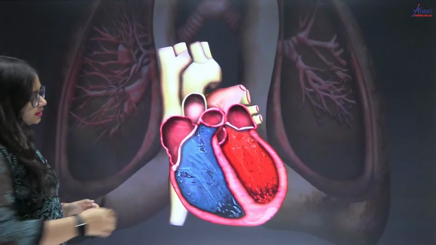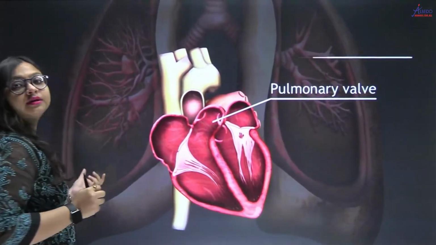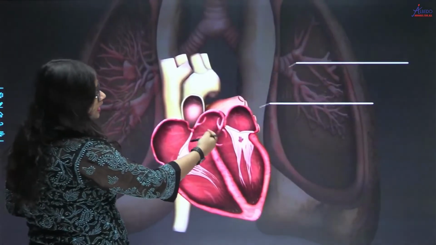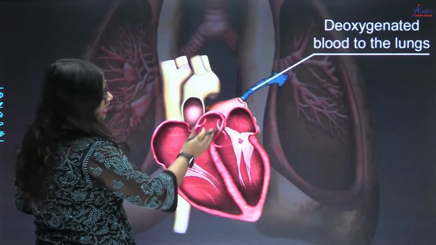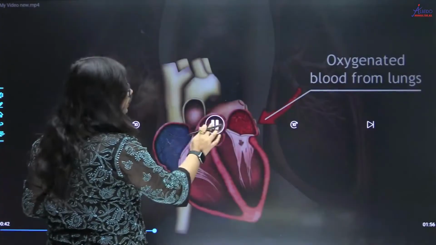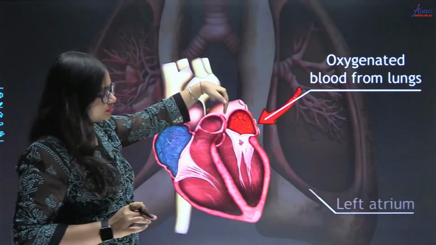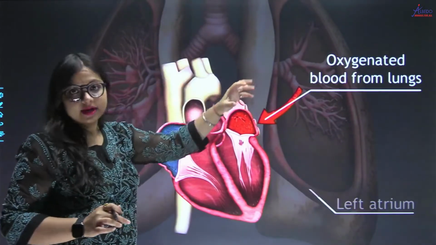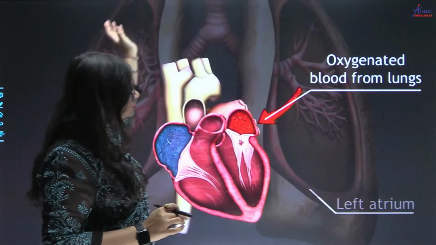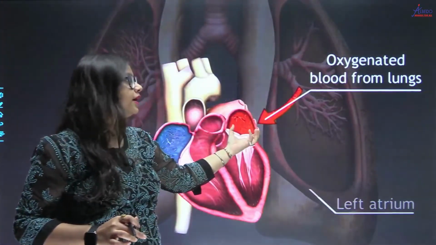See, both the ventricles contracted, and the pulmonary valve here opened, right? And this is the pulmonary artery, and through this all the deoxygenated blood from the right side of the heart will go to the lungs. Okay, and when it went to the lungs, now all the blood which has been purified by the lungs will be received by your left atrium.